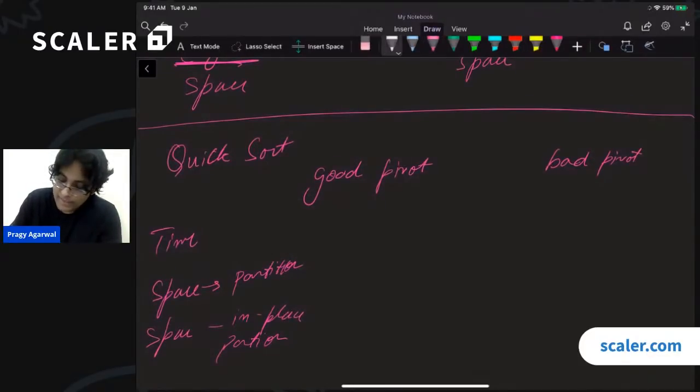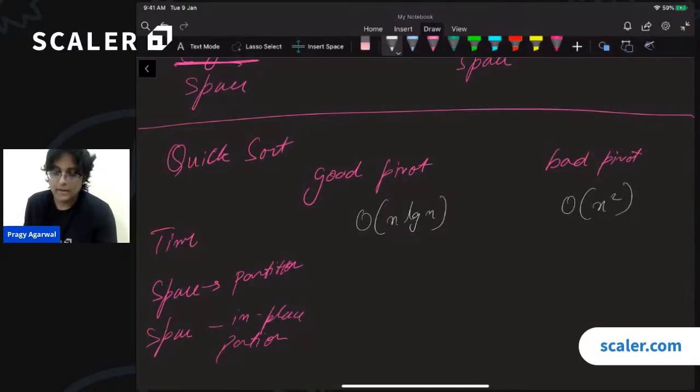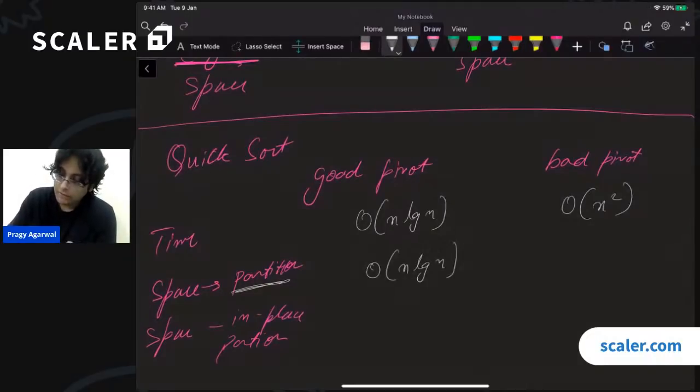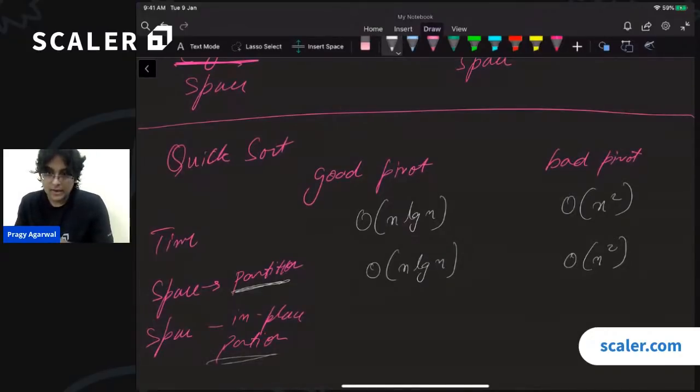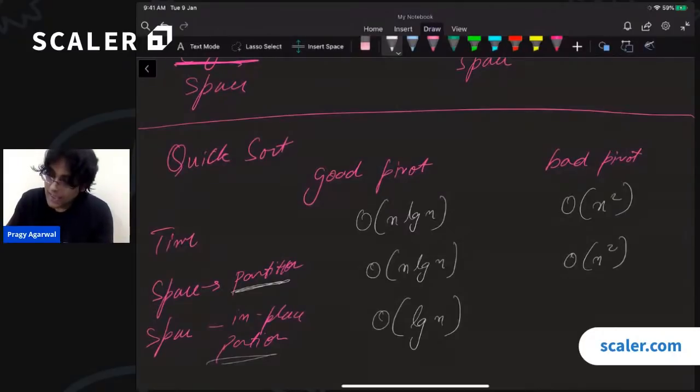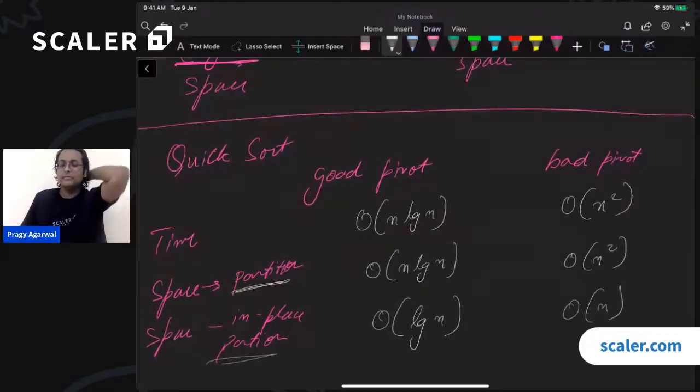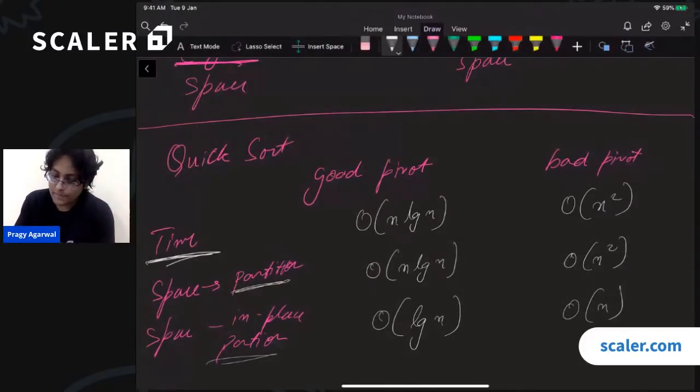So time complexity in the good pivot case is order of n log n. In the bad pivot case it is order of n square. The space complexity in the good pivot case for the normal partition algorithm is order of n log n. For the bad, it is order of n square. If we use an in-place partition algorithm, the good pivot takes order of log n space for the recursion stack, and the bad pivot takes order of n space for the recursion stack. Is this clear? So this is time complexity and this is space complexity. Is this clear, guys?